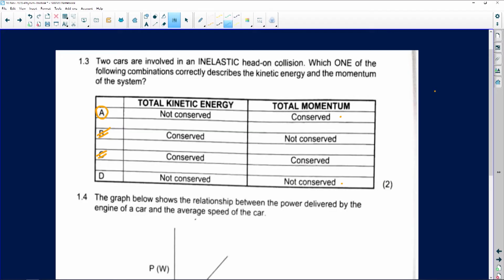Let's go back to it. Conserved is right in this part. However, the total momentum of an inelastic collision means that momentum is conserved. Because remember, if you have an object, P is equal to mv, the object's momentum before will equal the object's momentum after. However, the kinetic energy in an inelastic collision is not conserved. So this one is then ruled out. The only correct one that we have is number 1.3.